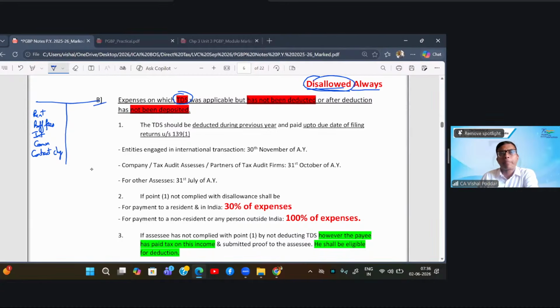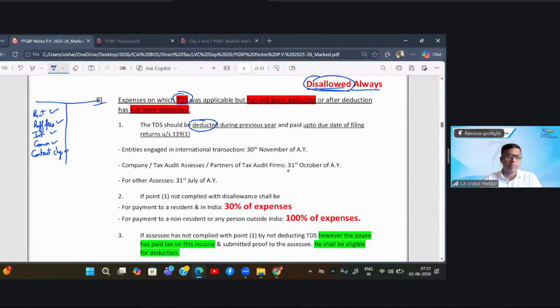Now, there is a chapter on TDS, tax deducted at source in the Income Tax Act. This chapter has given a list of around 25 plus expenses. I have named a few of them here. This chapter of the Income Tax Act says, if you are making payment of any of these expenses, then while making payment, you have to deduct the tax from it and make the balance payment.